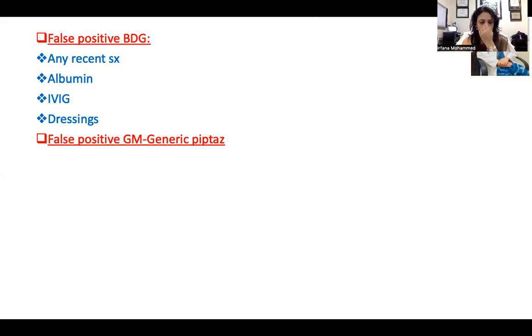And one more thing is false positive galactomannan is seen with generic piperacillin-tazobactam. This one also you have to remember.